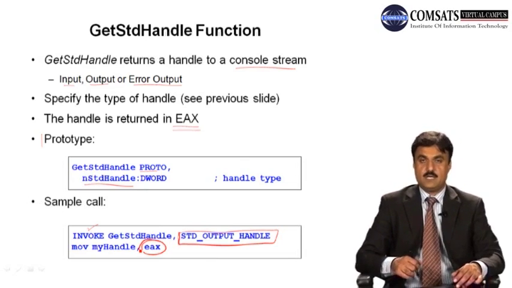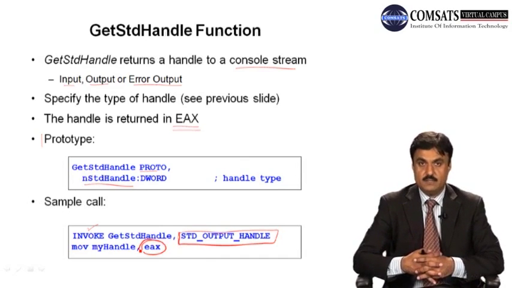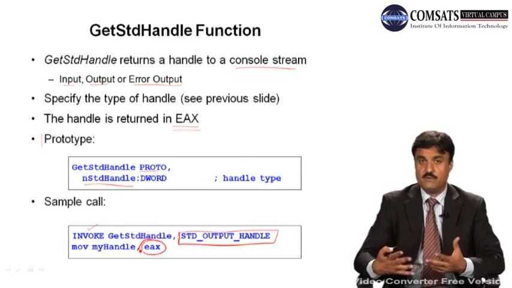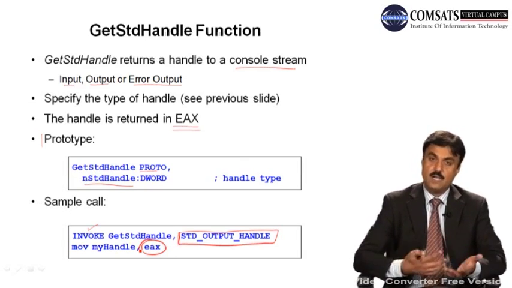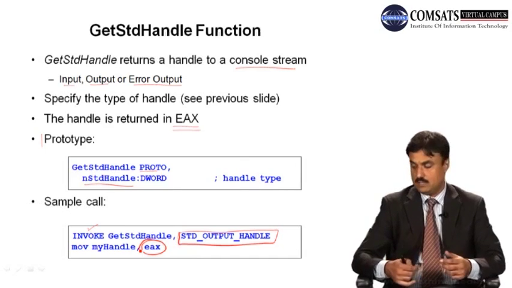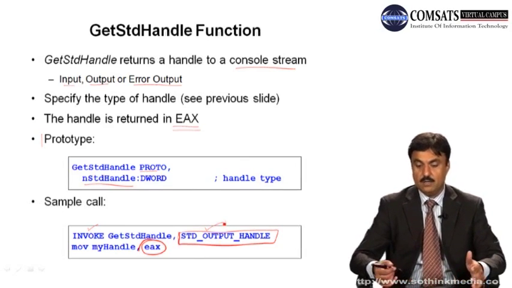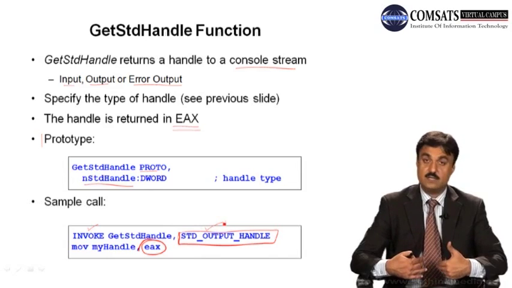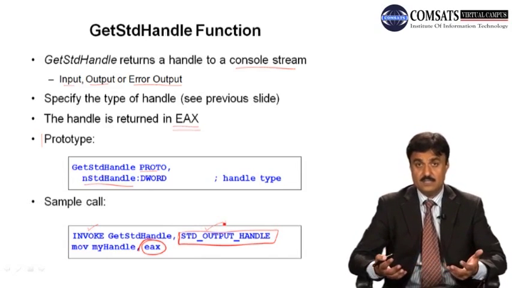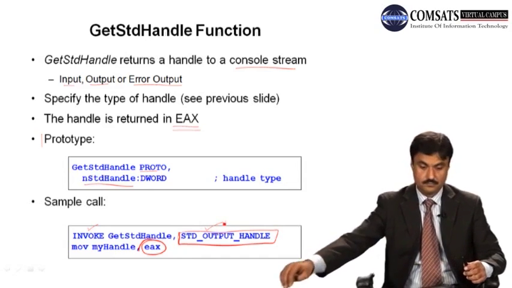Now, as we know, EAX is a very general, very common register that is being used by the microprocessor. So what we do is move the value of this handle into a variable, so that we can use it in future. We are requesting the output handle, and it will be assigned to the EAX. If it fails, then definitely it will give you the error handle and so on.